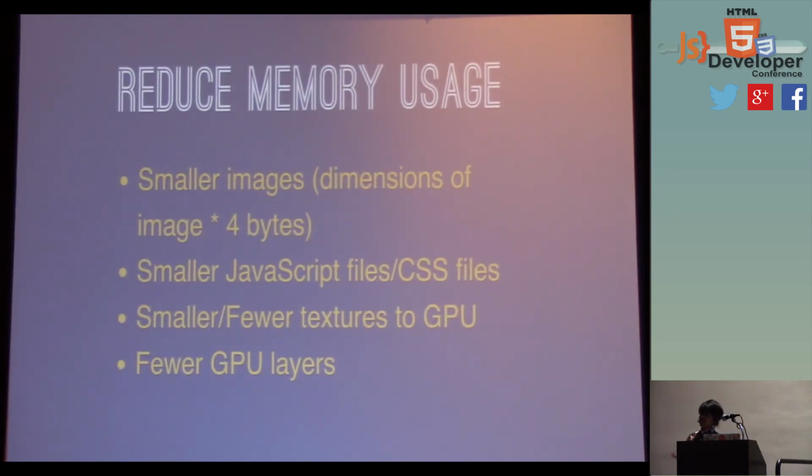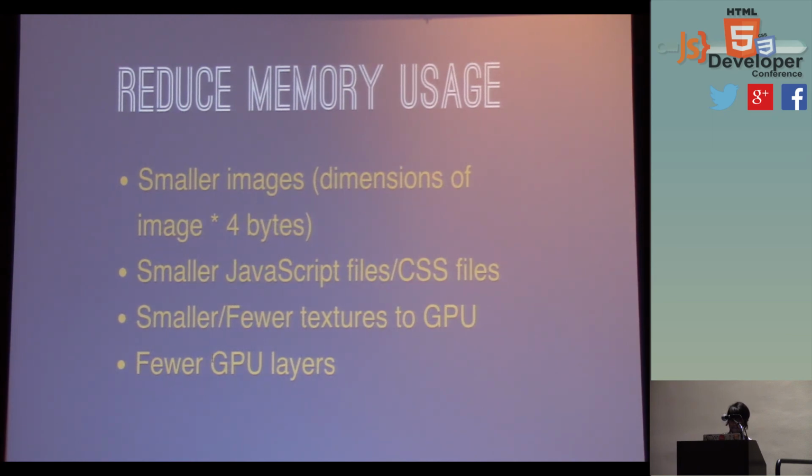So ideally, you want to reduce your memory usage as much as possible. You want to use smaller images, because the memory being used depends on the dimensions of your image and 4 bytes, because you need 4 bytes to represent a color value: red, green, blue, and the alpha transparency. You also want to use smaller JavaScript and CSS files. This is typical performance advice, like the performance tips you mentioned earlier. But you also need to be careful to transfer only smaller and fewer textures to the GPU, because you don't want to use so much memory. And use fewer layers. Like we saw earlier how many layers each of those 3D transform properties caused, you want to make sure the number of layers created is as few as possible.